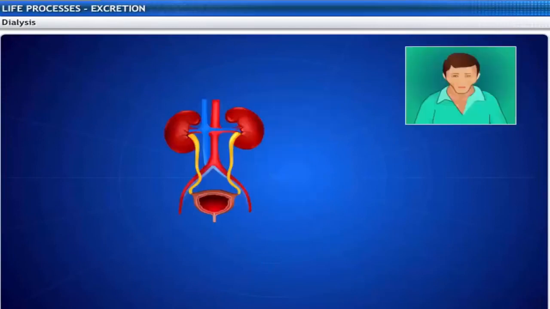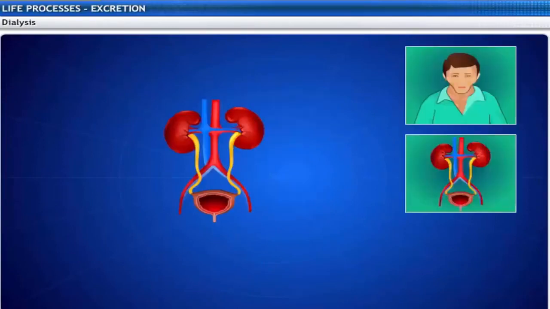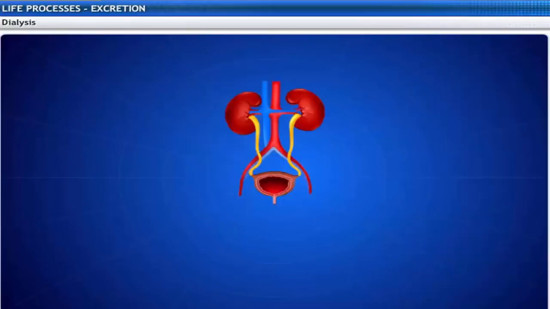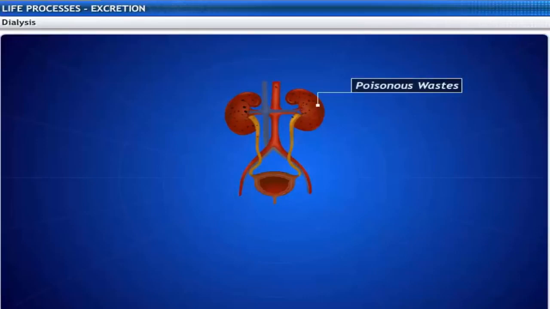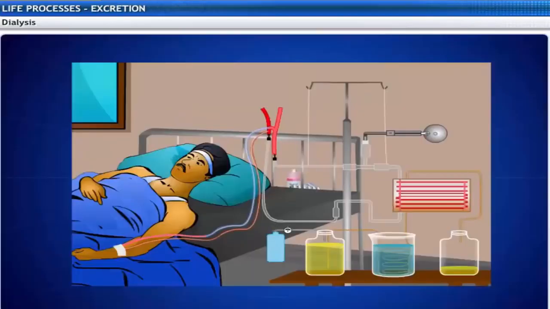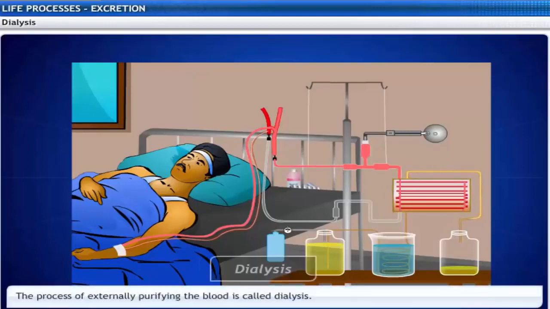When factors like infections, injury, or restricted blood flow affect the functions of kidneys, it leads to the accumulation of poisonous wastes in the body. If not detected on time, these accumulated wastes can lead to death. For people with an injured kidney, an external artificial kidney can be used to remove nitrogenous waste products from the blood. The process of externally purifying the blood is called dialysis.